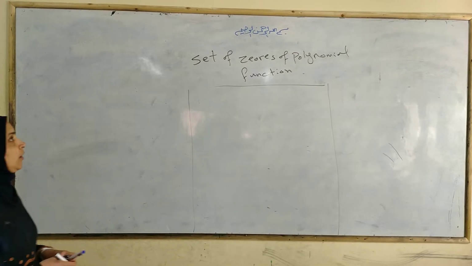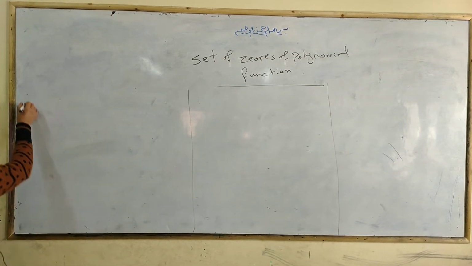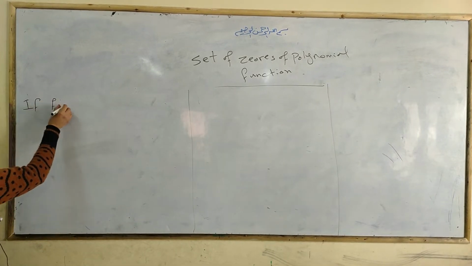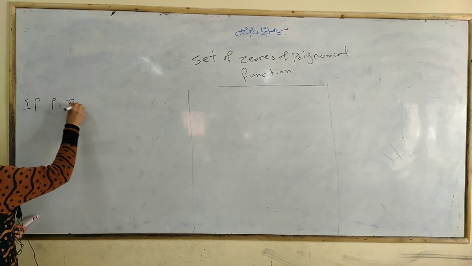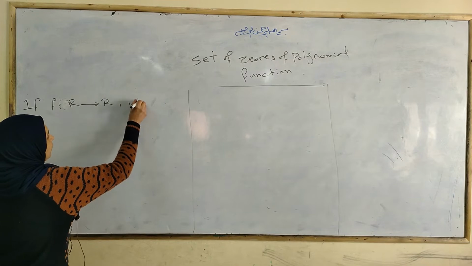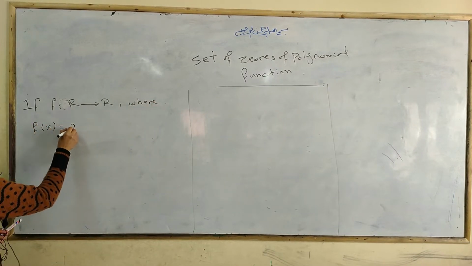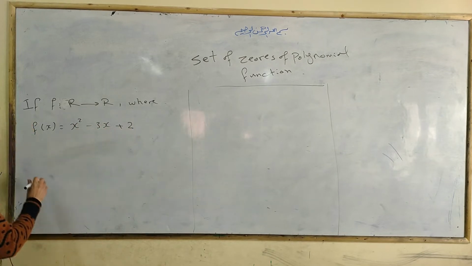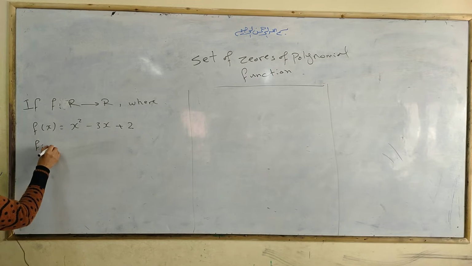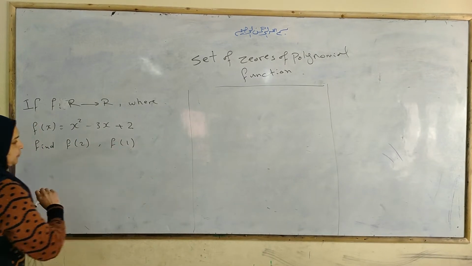Good morning. Today we study the set of zeros of a polynomial function. If we have a function f from R to R, where f of x equals x power 2 minus 3x plus 2. Find f of 2 and f of 1.